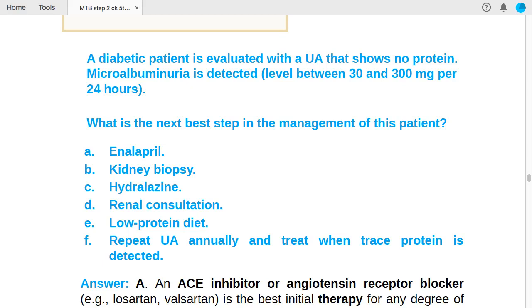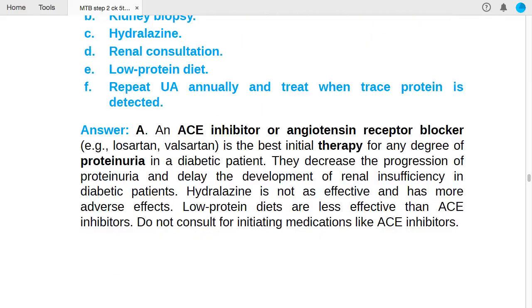Your next best step: you know your patient is diabetic, and you know the level is between 30 to 300, that is, he is presenting with microalbuminuria. You're going to start medication, and that is ACE inhibitors or angiotensin receptor blockers, for example losartan or valsartan. This is the best initial therapy for any degree of proteinuria in diabetic patients. So make a note that if diabetic patients have microalbuminuria, it's far better to start immediately and put your patient on ACE inhibitors. That is considered to be the best initial therapy.